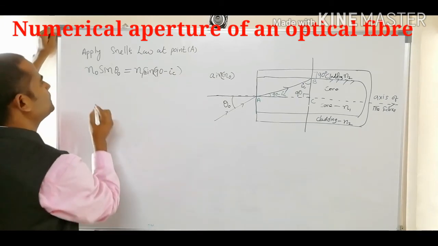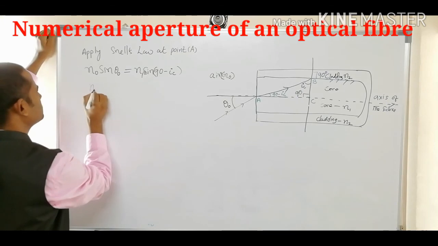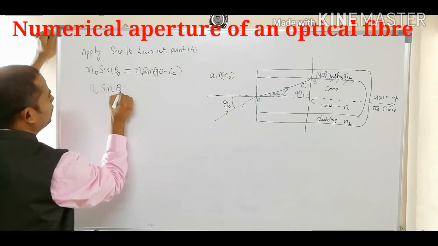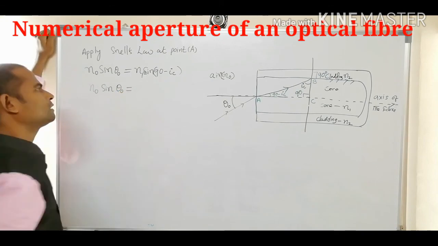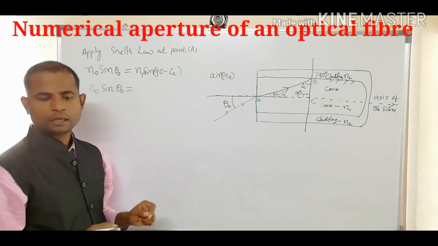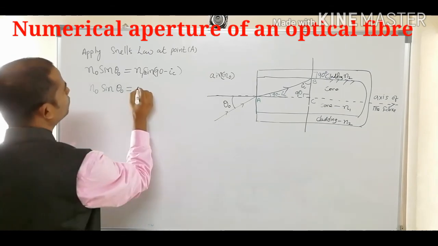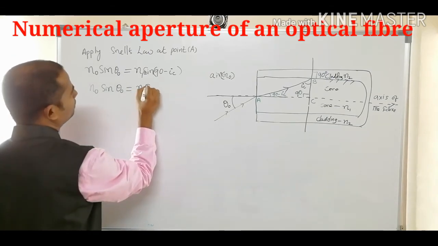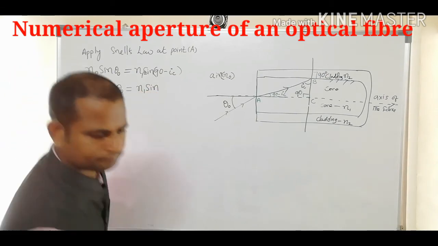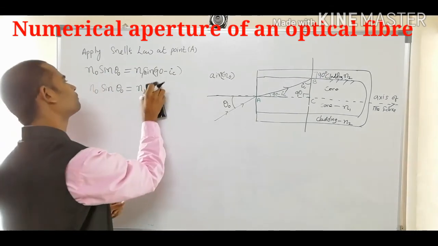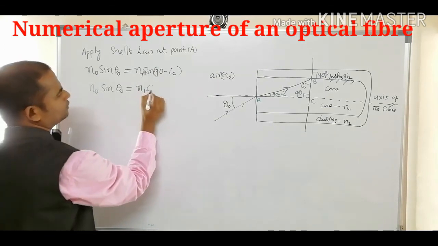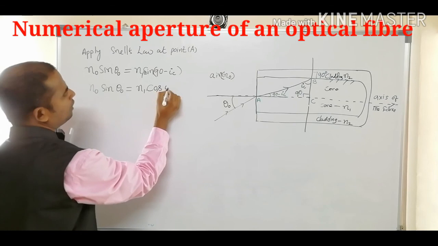We can further simplify this as n naught sine theta naught is equal to n1 sine of 90 minus IC, so this will become cos IC.